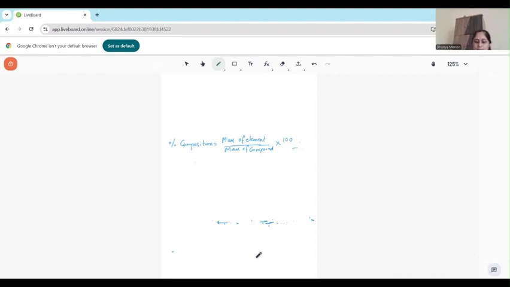Now the first question is the question that was given in the PowerPoint. I just write it over here. You need to find the percentage composition of calcium in calcium carbonate. Okay, so calcium is 40, oxygen is 16, carbon is 12. So this is the formula. I have written it. I'm keeping it as it is.